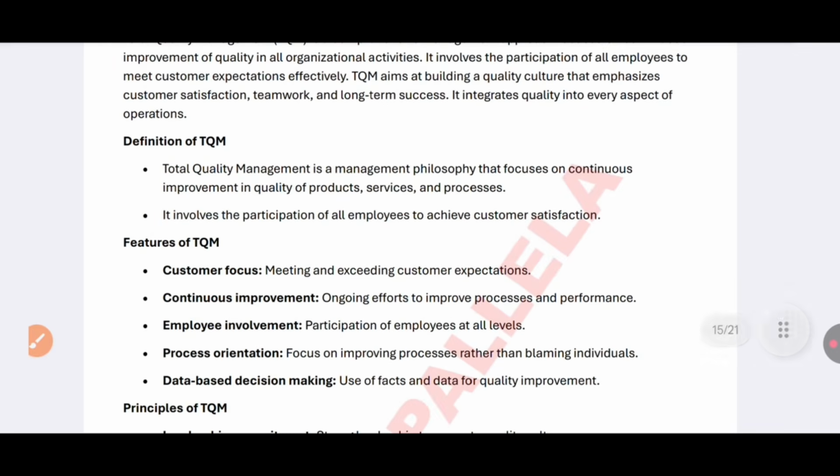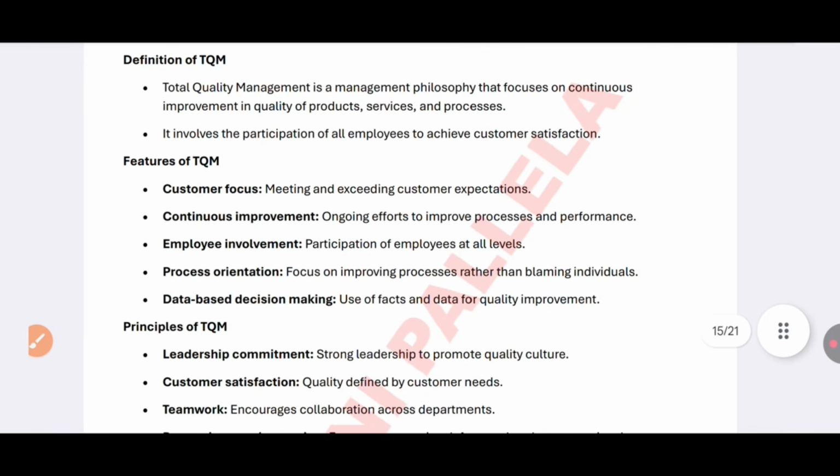It is a philosophy of continuous improvement of the product, services and processes. Whatever employees are there, they all will be used to achieve customer satisfaction. That is the main motto. Clear? Then what are the features we are having?